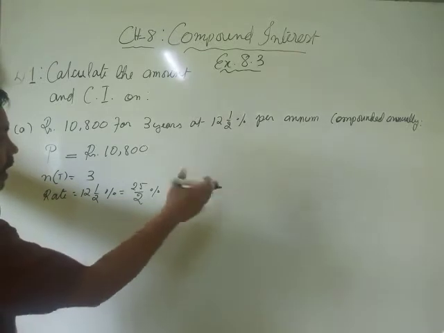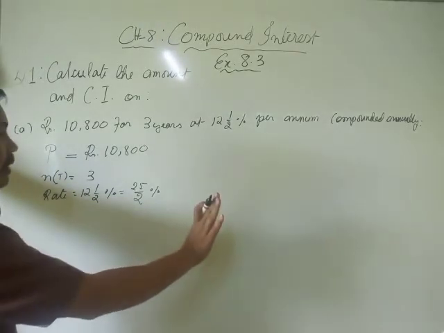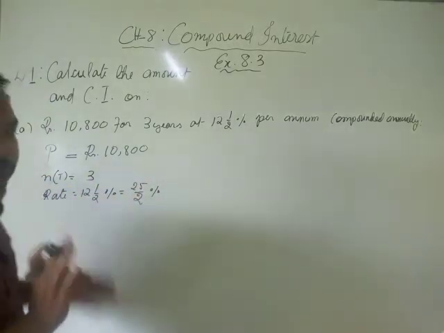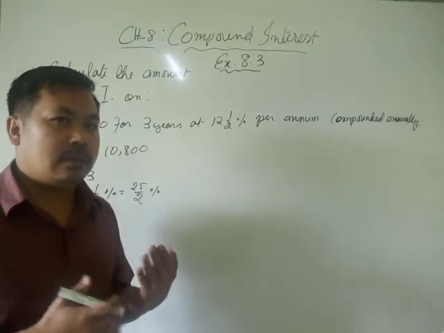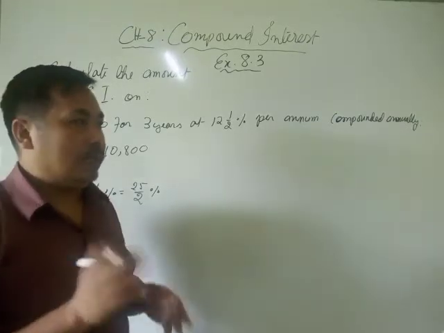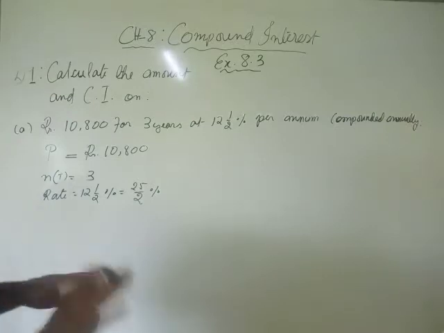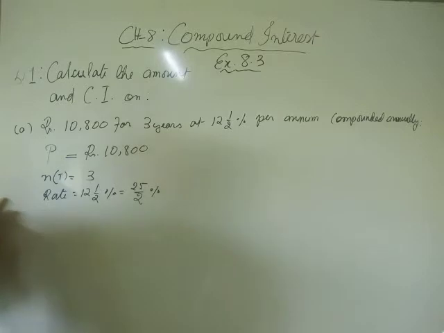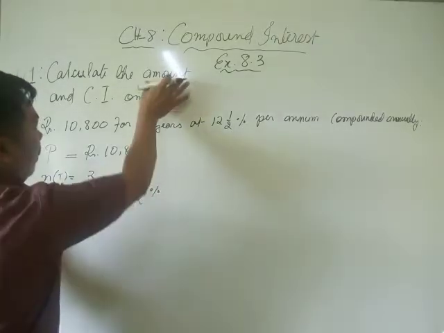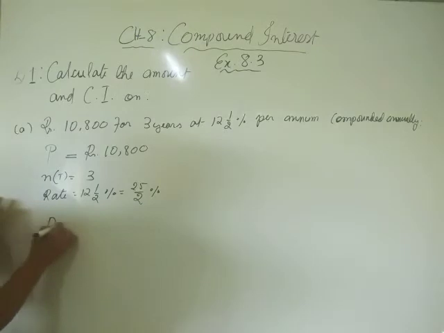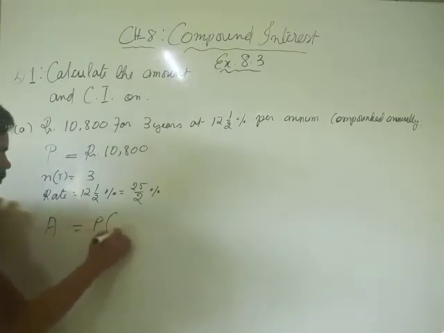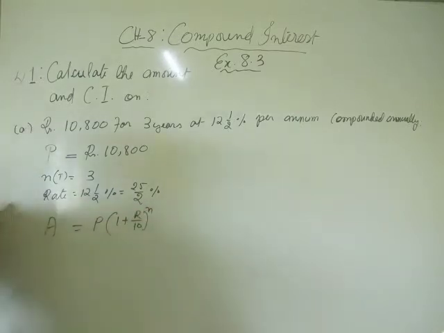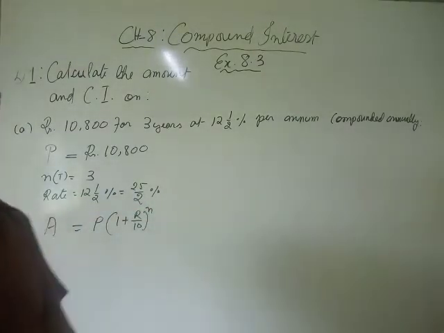Then compound it annually. Keep this in your mind. So we will take 3 years. If it is half yearly, then 3 into 2, how much is that? 6 years. Isn't it? Now, my dear students, look here. First of all, we are going to find out the amount. So amount A is equal to P into (1 plus R over 100) to the power n. This is the formula to find out the amount.